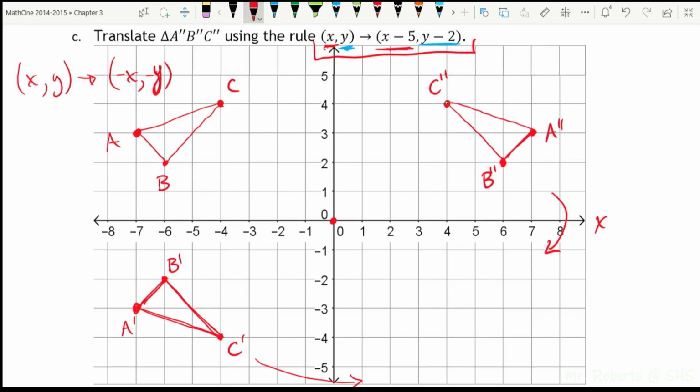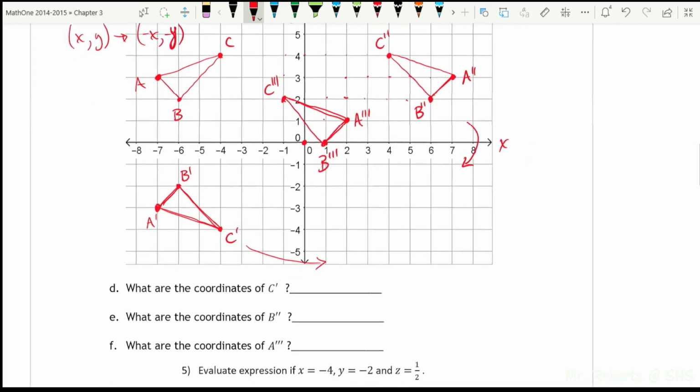So if I'm looking at this, I'm just going to take this C and go 1, 2, 3, 4, 5, and then I'm going to go down 1, 2. So this should be my new C triple prime. So I've moved it to here. Same thing with the A. 1, 2, 3, 4, 5, and then down 1, 2. This is going to be my A triple prime. And then for B, 1, 2, 3, 4, 5, 1, 2. This is going to be my B triple prime. So I have the final iteration of this triangle after I subjected it to a translation. So we have a reflection, a rotation, and a translation.